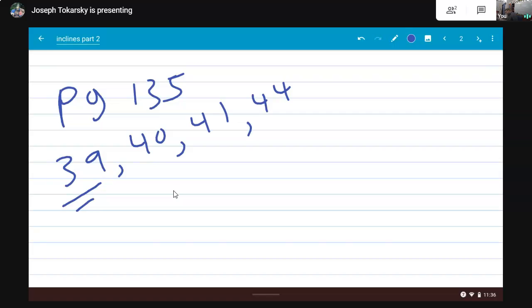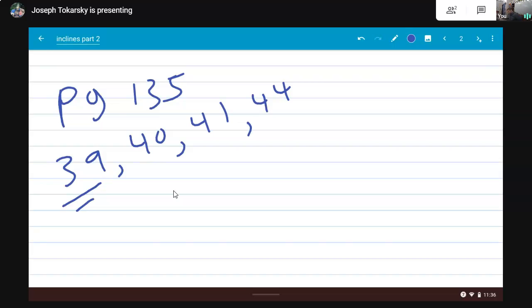Number 40 should be pretty similar to the example as well. So all different numbers, similar example. Number 41, I'm going to give you a big hint for, so please listen.